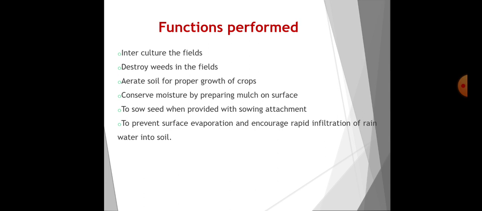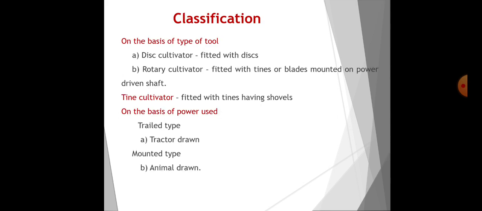First, we interculture the fields and destroy weeds in the fields, and aerate the soil for proper growth of the crops. Then we conserve moisture by preparing mulch on the surface. We can sow seeds when provided with the sowing attachment, and prevent surface evaporation and encourage rapid infiltration of rainwater into the soil. Next, we see the classification on the basis of type of tools.